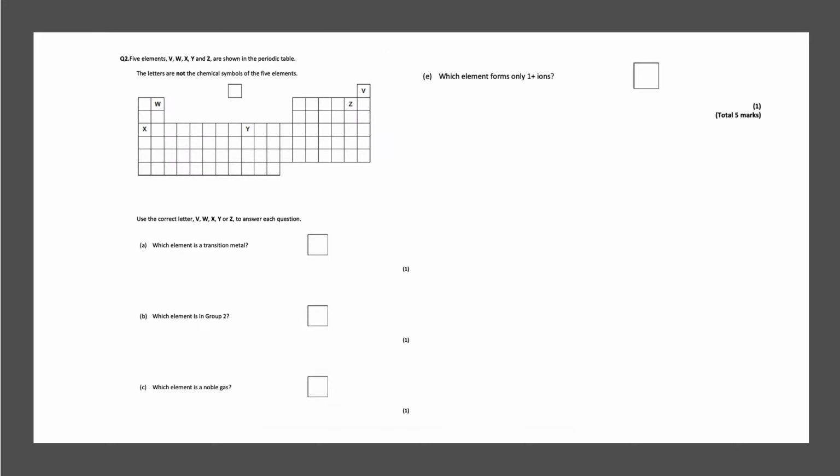5 elements V, W, X, Y and Z are shown in the periodic table. The letters are not the chemical symbols of the 5 elements. Use the correct letter V, W, X, Y and Z to answer each question.